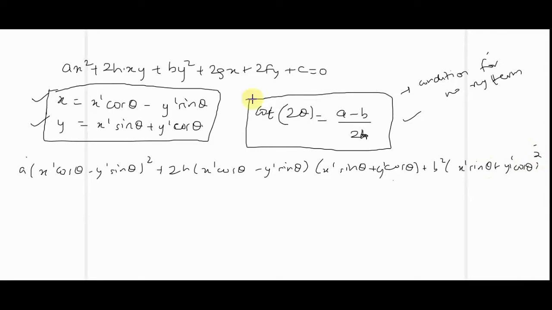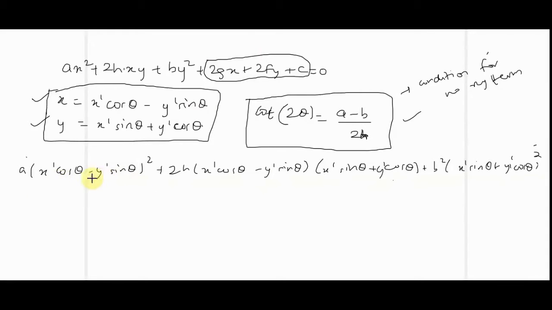Now observe that if you put the remaining terms, 2gx, 2fy, c, you won't get an xy term, an x prime y prime term. You can only get x prime y prime terms from these three terms. So let's check what the coefficient of x prime y prime in each of these terms is.